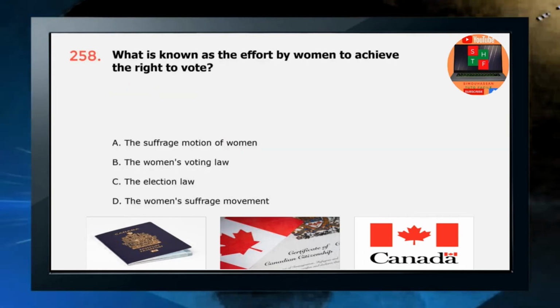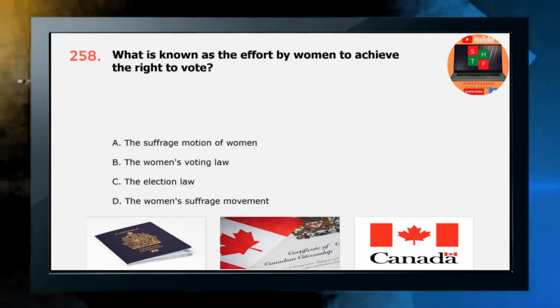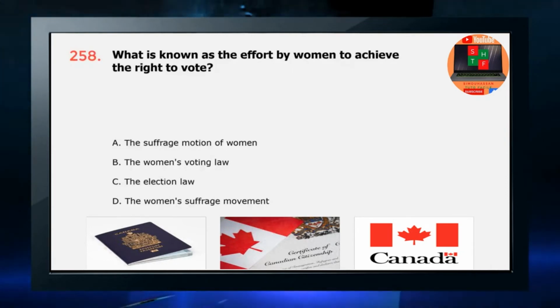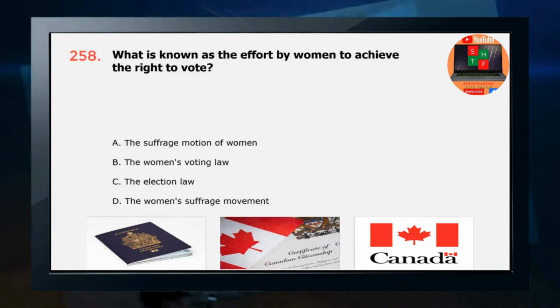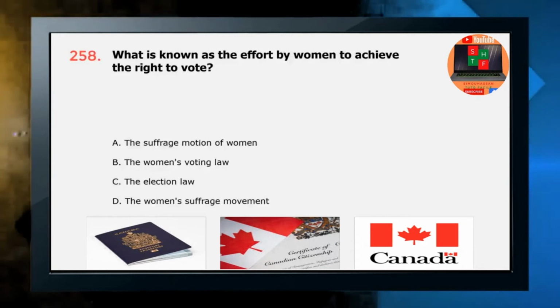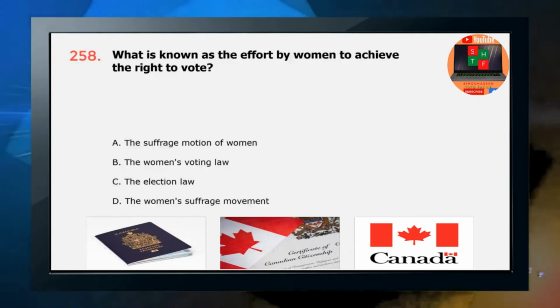Question 258. What is known as the effort by women to achieve the right to vote? A. The suffrage motion of women. B. The women's voting law. C. The election law. D. The women's suffrage movement.